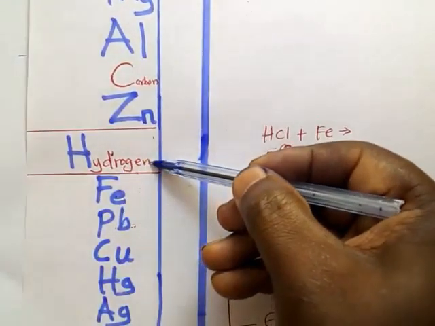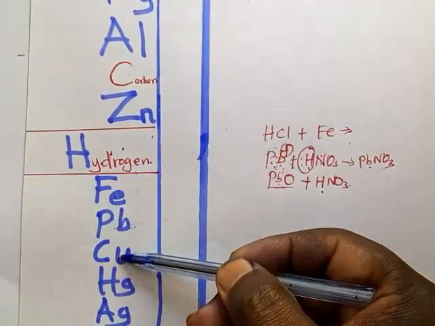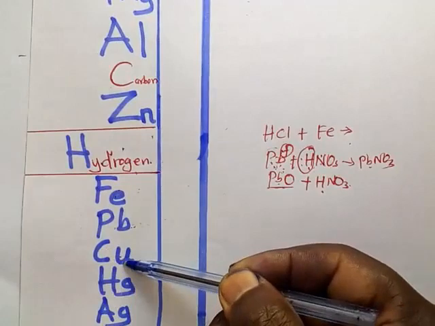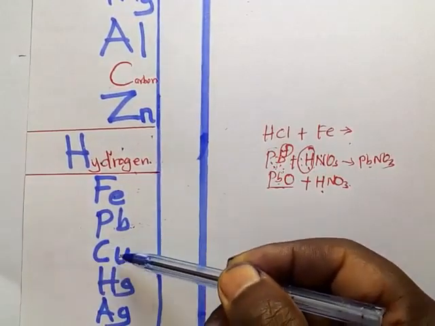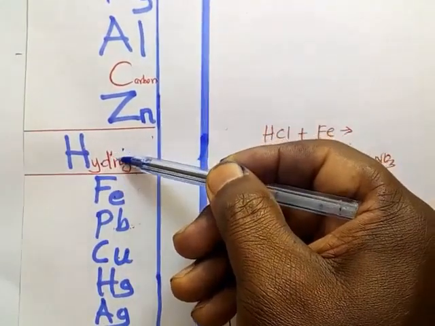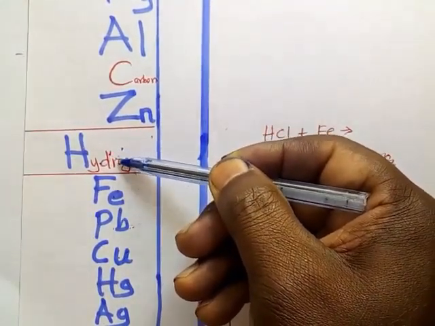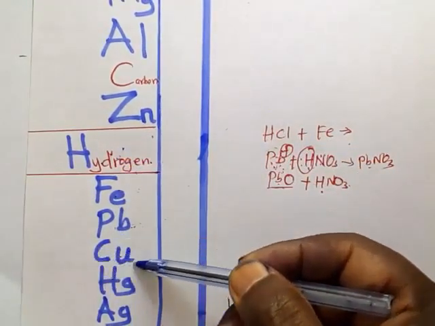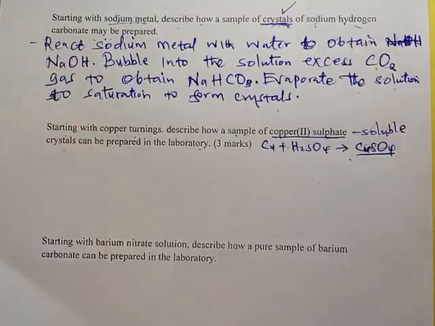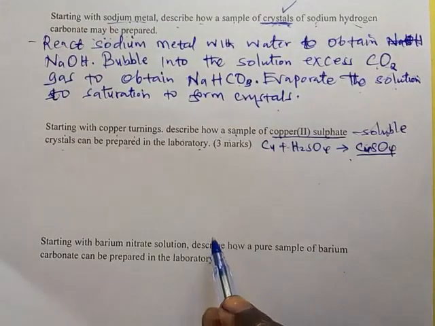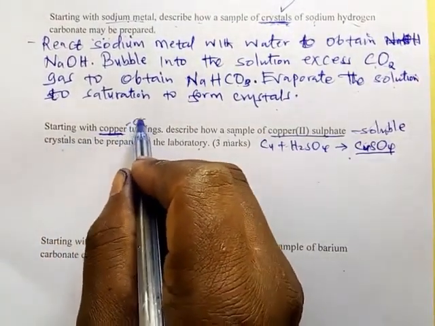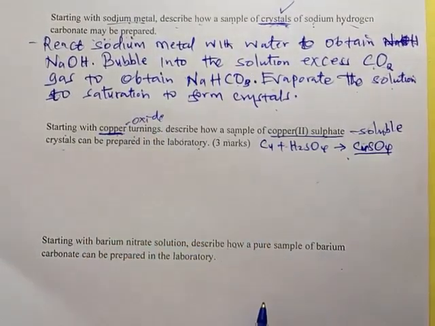In the reactivity series, hydrogen is above copper, meaning hydrogen is more reactive than copper. There is no way copper will displace hydrogen in the acid to form the salt you want, because copper is less reactive than hydrogen. Therefore, we need to make this copper form an oxide. Very important. That is the reason.